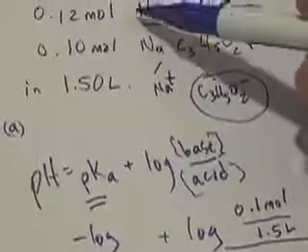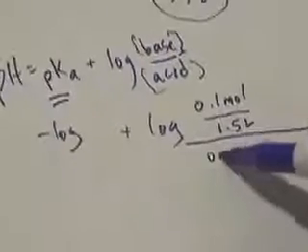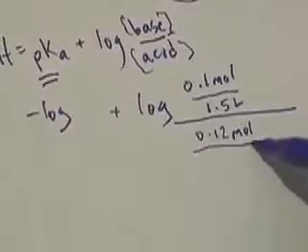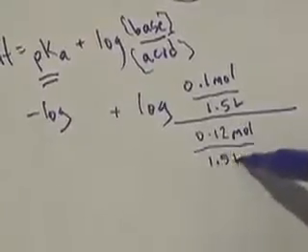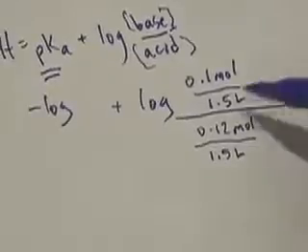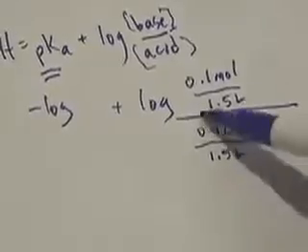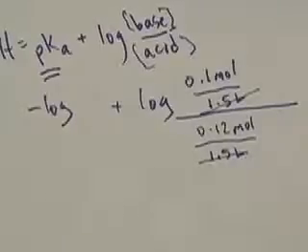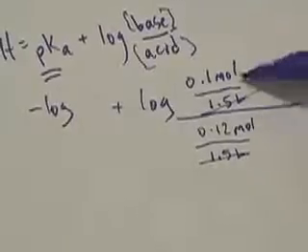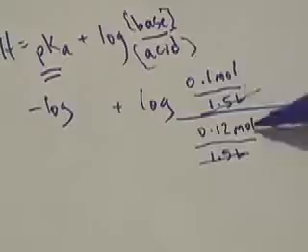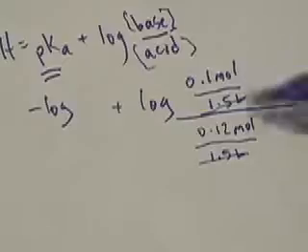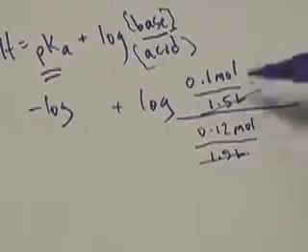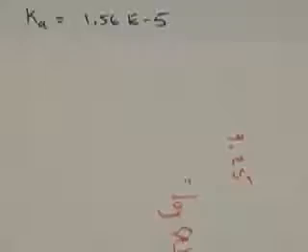Notice I'm told that I have 0.12 moles of acid, so 0.12 moles of acid divided by my liters of solution, which is 1.5 liters. What's going to happen to both of the 1.5 liters? Well, they cancel out. So it's interesting to note that you could do the Henderson-Hasselbalch equation without converting to molarity, because the volumes, as long as they're dissolved in the same bucket, which they need to be, are just going to cancel each other out.